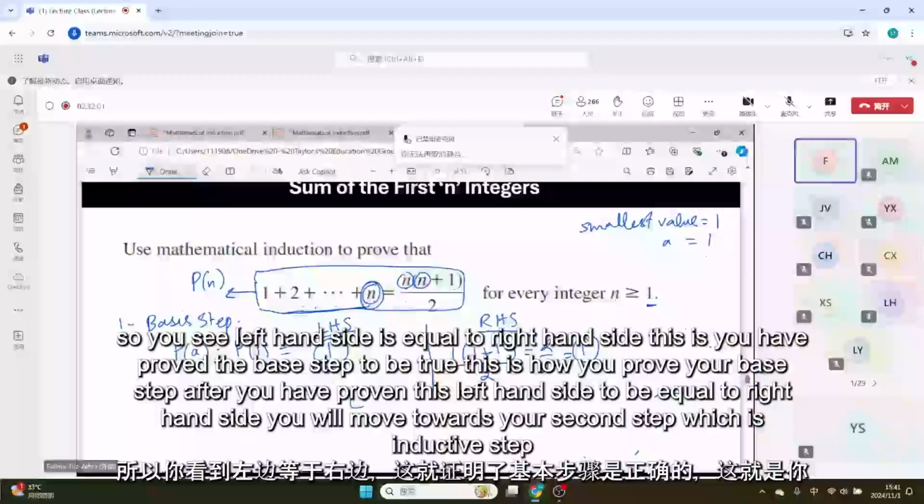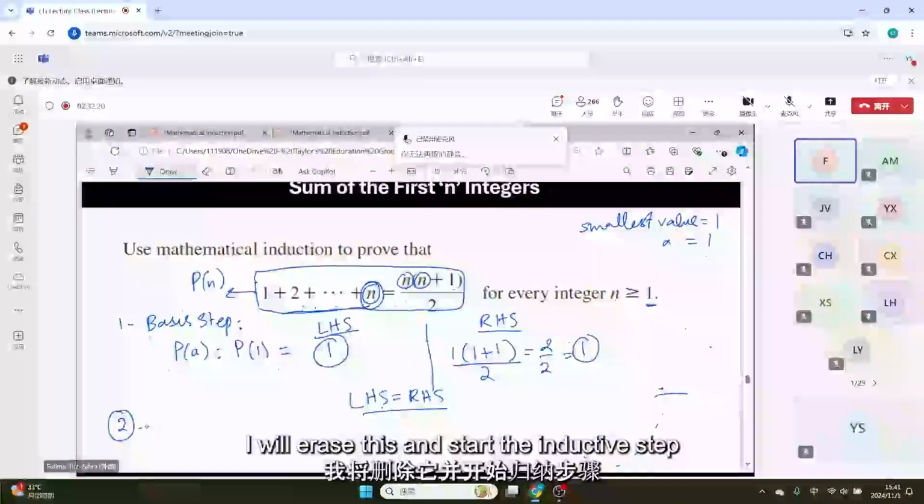You have proved the base step to be true. This is how you prove your base step. After you have proven the left hand side to be equal to the right hand side, you will move towards your second step, which is the inductive step. I will erase this and start the inductive step.